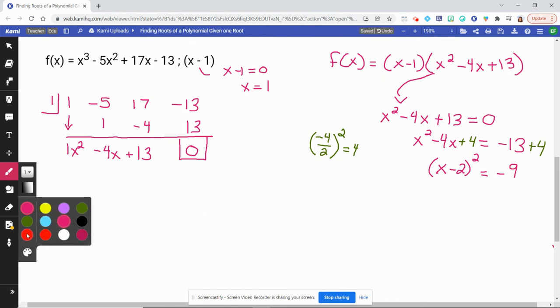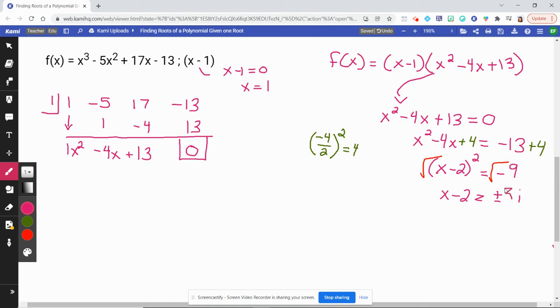From here, in order to solve, to undo the square, we're going to take the square root of both sides. So that's going to bring us to x minus 2 equals. Remember when we take the square root of both sides when solving, that gives us plus or minus options. Because we have a negative under the radical, that translates into an i outside, and then the square root of 9 is 3. Last piece of our puzzle here is that we will add 2 to solve for x. So we get 2 plus or minus 3i.